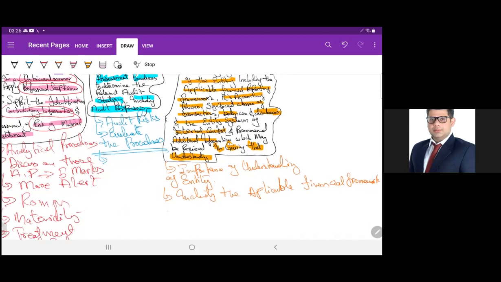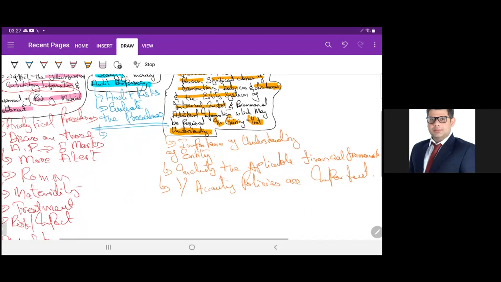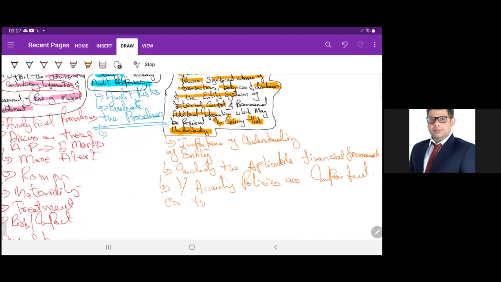Now, then you will tell why accounting policies are important. Then you would tell whether the policies are correct and consistent or not, whether they are allowed to change, etc.